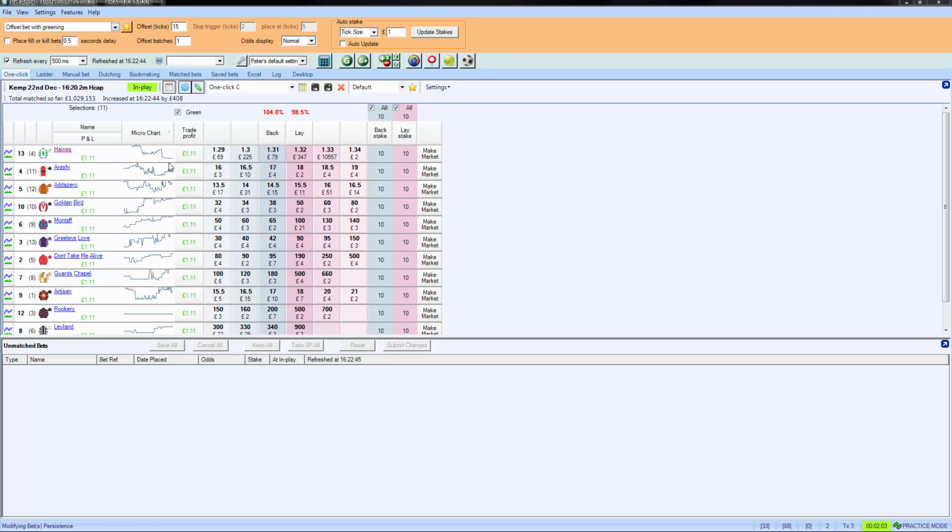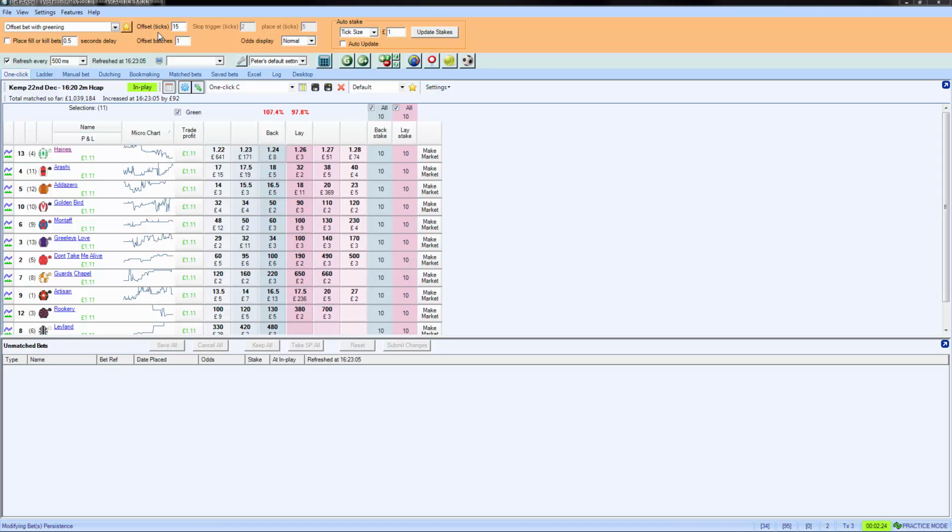They've gone in running and placed a bet to basically say, yep, this is working out exactly as expected. What's happened is we placed this bet before this race actually started, but it's been matched during the in-play period. We did that by clicking over here, using offset with greening by 15 ticks, and then keeping the bet into the market.